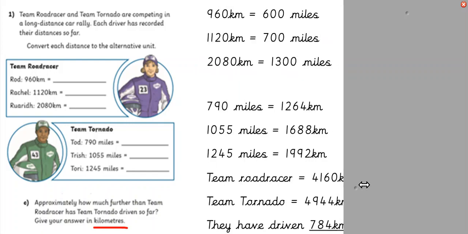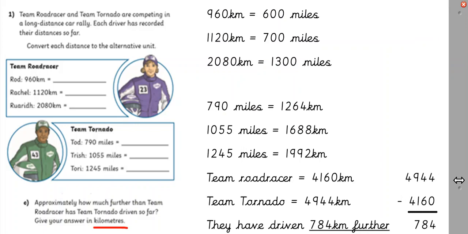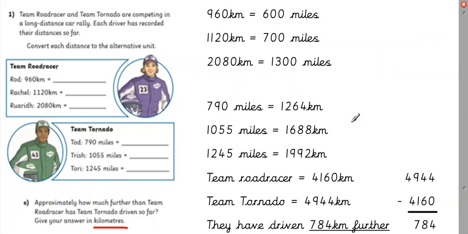Let's have a look at the answer then. So just to remind ourselves what the conversions are, I've put them there again. So Team Road Racer have driven 4,160 kilometres. I've added all of those up and it's 4,160. Team Tornado have driven 4,944 kilometres. So I've added all of these ones up. As we can see, we've added those up correctly because Team Tornado have driven further.